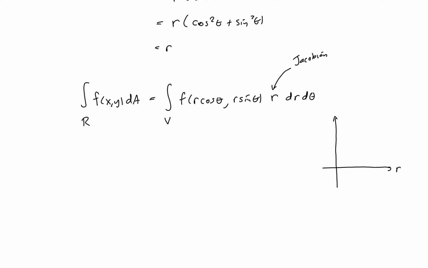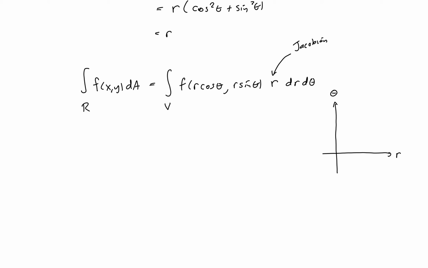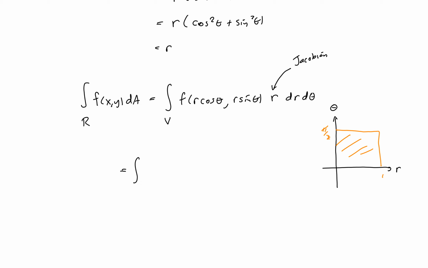And what did our region V look like? Well, we saw that before. That region V was just this region that went from 0 to 1 and 0 to pi over 2. So we can finish writing our integral out now. 0 to 1, 0 to pi over 2, f of r cosine theta, r sine theta, r dr d theta. So now we see from that more general setup exactly where we're getting that r from.